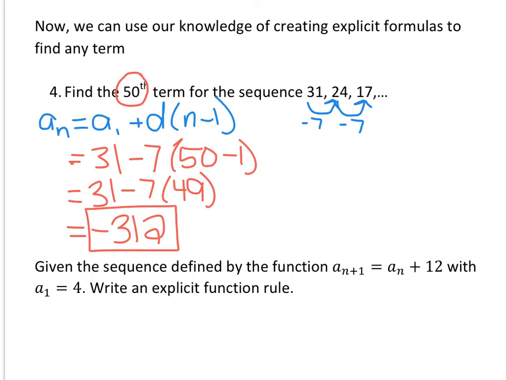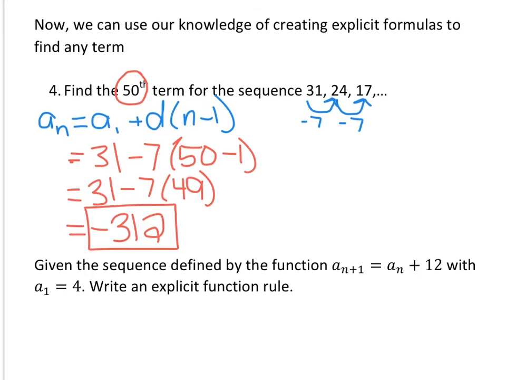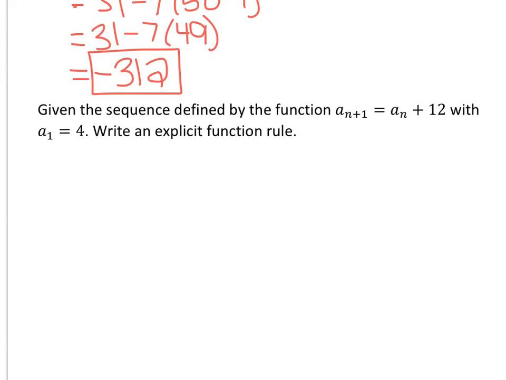Let's look at one final example with arithmetic sequences. It says, given the sequence defined by the function a(n plus 1) equals a(n) plus 12 with a1 equals 4, write an explicit function rule. So this looks like a scary problem, but really it's just worded funny. So they tell us that our first term is what? Our first term is 4. So we're going to start with 4.